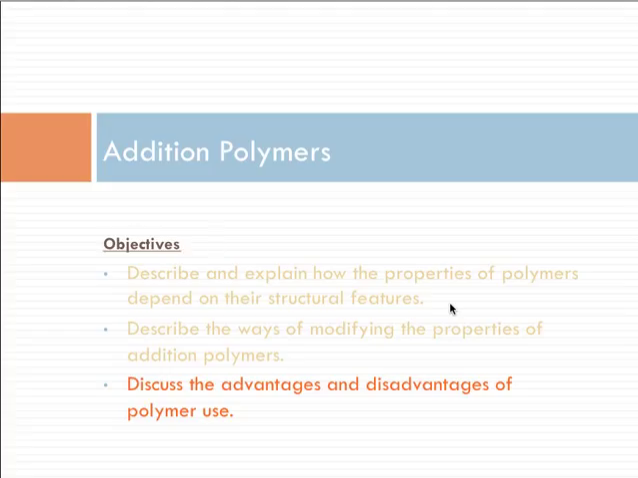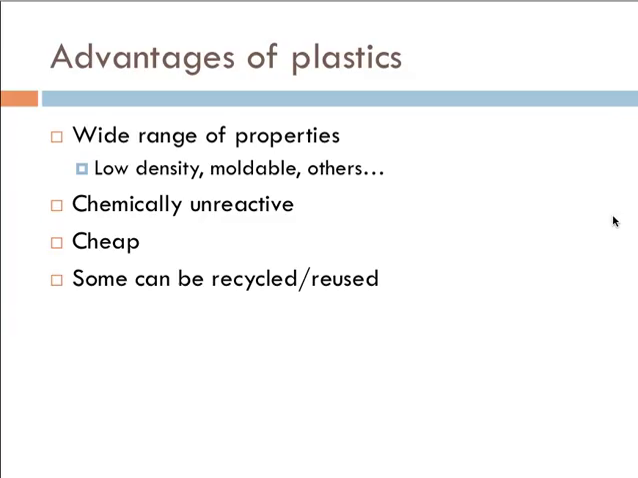So what are some of the advantages and disadvantages of polymer use? Advantages, there's a wide range of properties. Low density, moldable. You could go on forever because you're really talking about plastics, and if you think about our world, there's so many different types and uses for plastics. Plastics are typically chemically unreactive. They're cheap to make. Some can be recycled and reused.